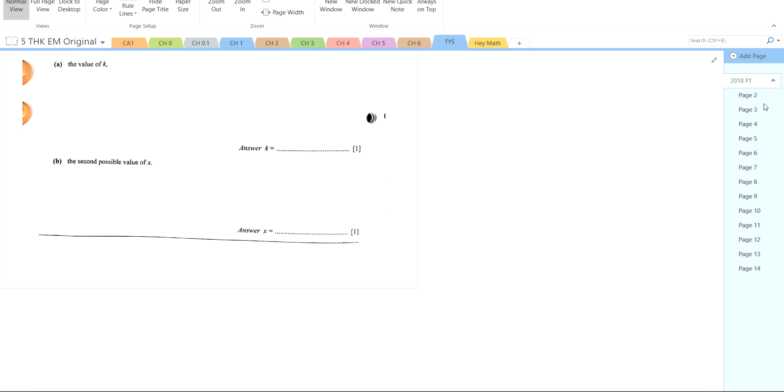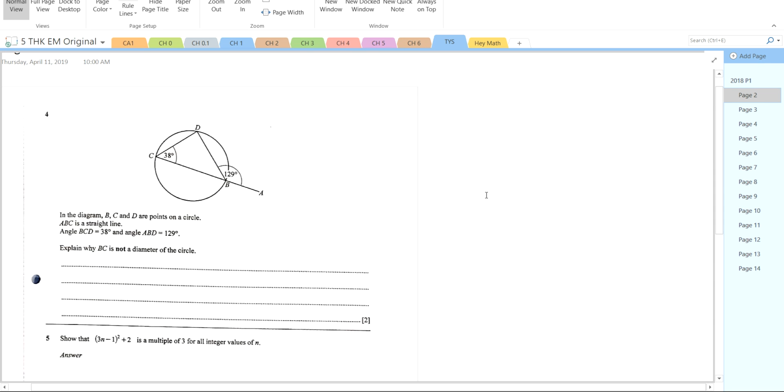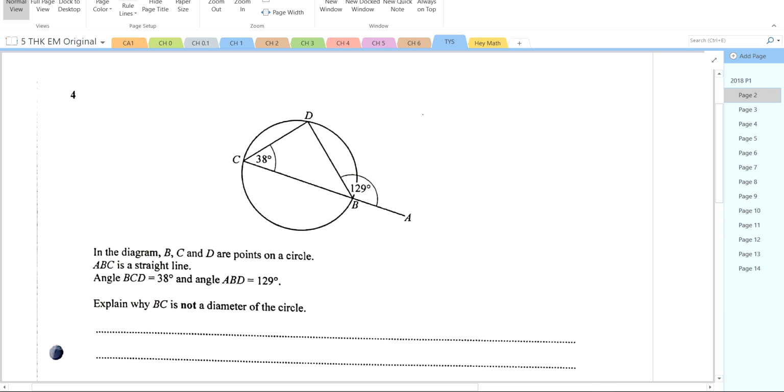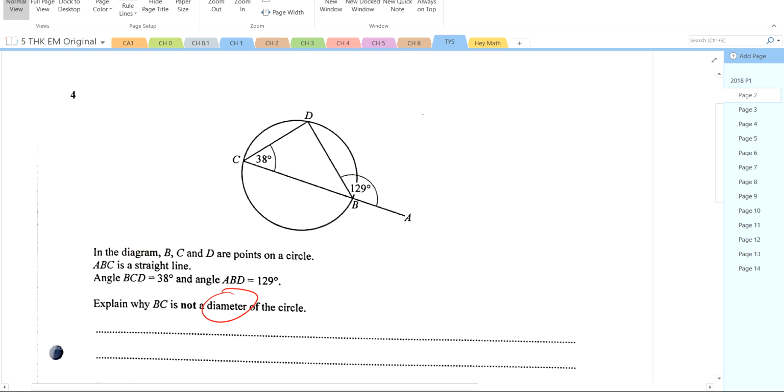Question 4. So that's page 2. Okay. We've got B, C, and D on points on the circle. They give you an angle inside the triangle and one exterior angle. So explain why BC is not a diameter of the circle. There are some things which we can immediately find out, based on the two angles that are given to us.